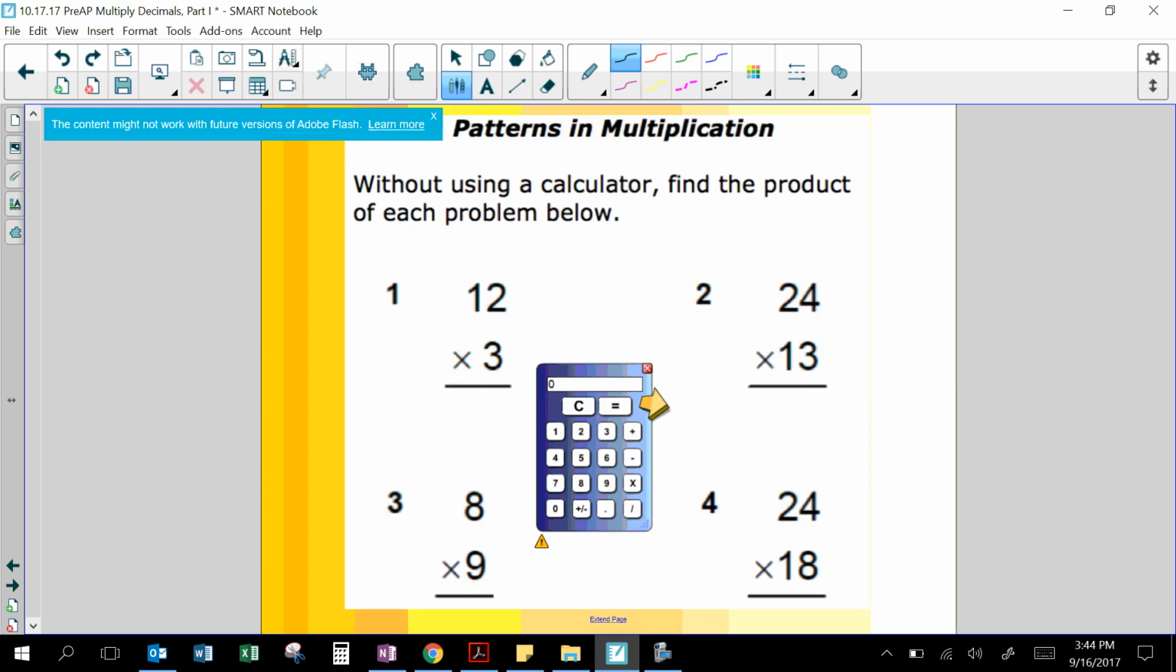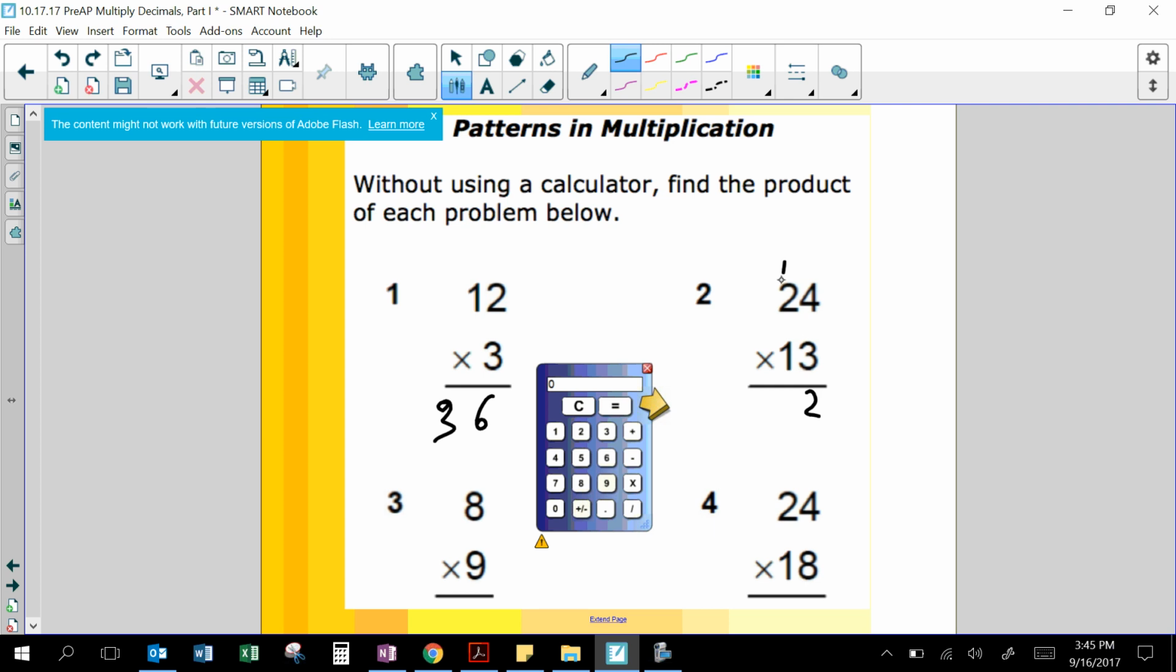So here's another practice as to how to multiply decimals. Without using a calculator, find the product of each problem below. So what's 12 times 3? 36. What's 24 times 13?